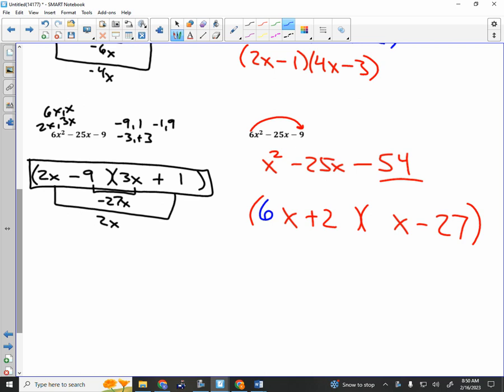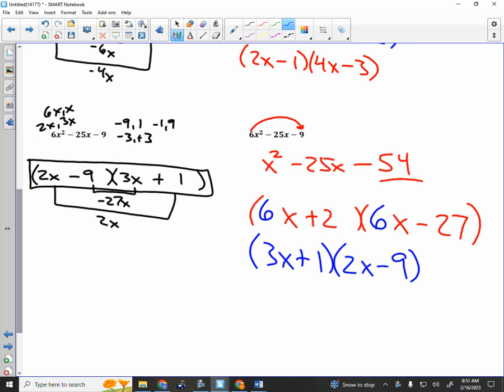Drop the 6 back in. What are both 6 and 2 divisible by? So divide it and you get 3x plus 1. What are 6 and 27 divisible by? Divide by 3 and you get 2x. Divide by 3 and you get 9. And you can see 3x plus 1 and 2x minus 9, the same thing as over here.